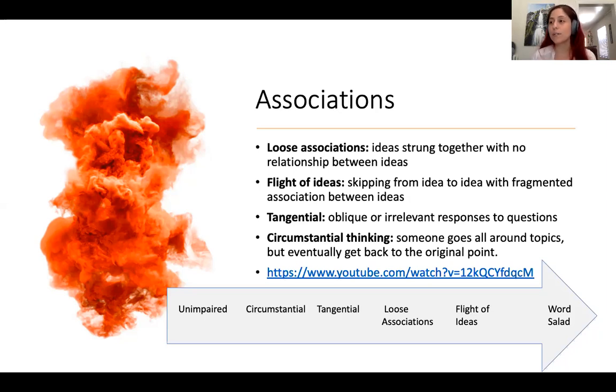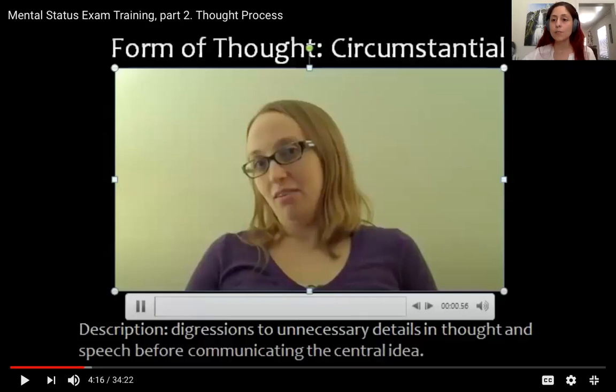Then as things get more and more disconnected, we move toward word salad, where the ideas just have no connection whatsoever. So I think the video demonstration is especially helpful here. So we'll move to that next. Okay, so first we'll look at circumstantial, which involves some unnecessary digressions.